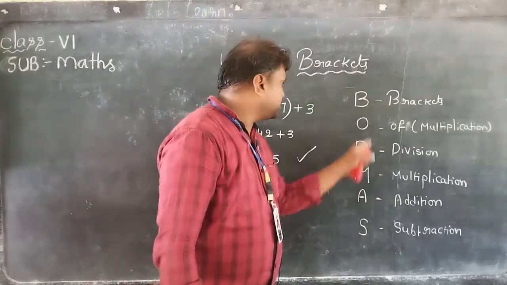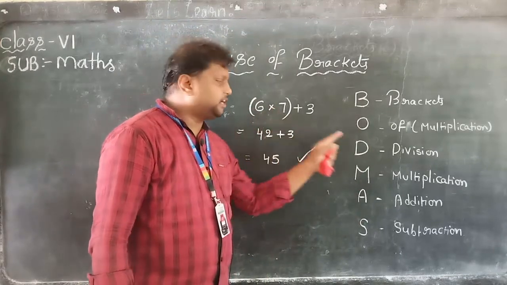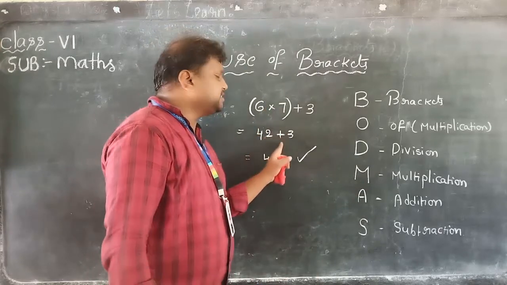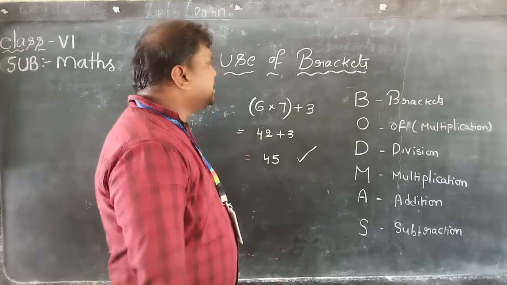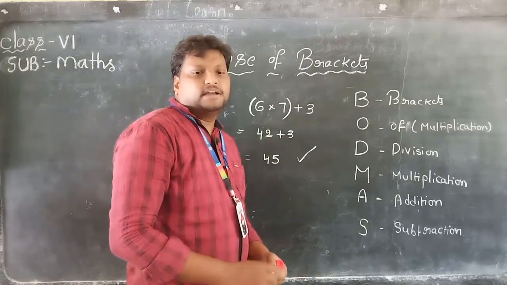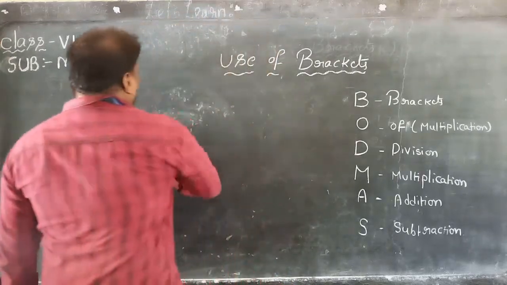According to this BODMAS rule, which operation do we apply first? 6 into 7 is multiplication, so we can perform it first. 6 7s are 42 plus 3 is 45. Not only these brackets, we have many types of brackets. In the next classes we will discuss some more examples. We will explain now.